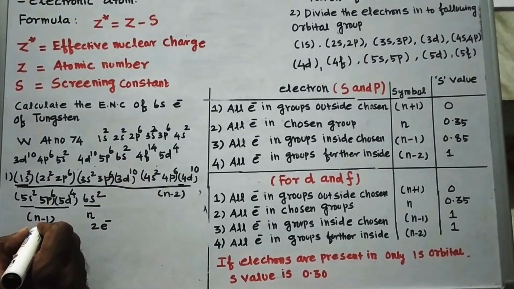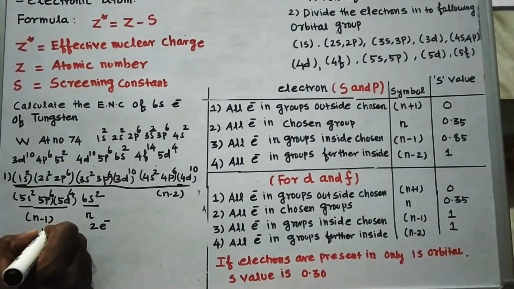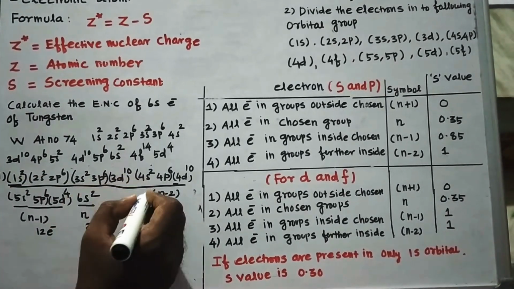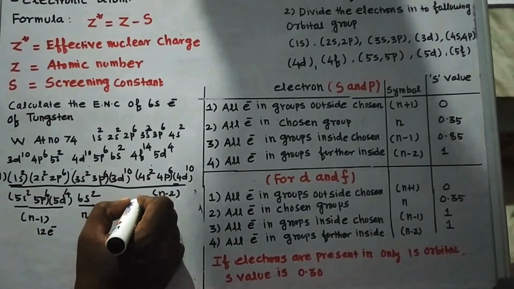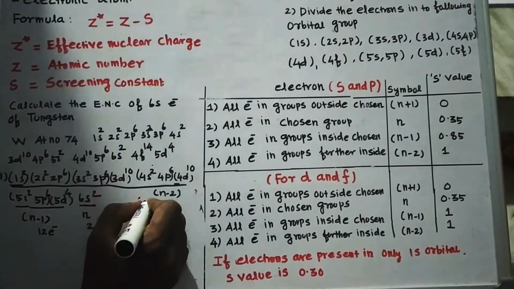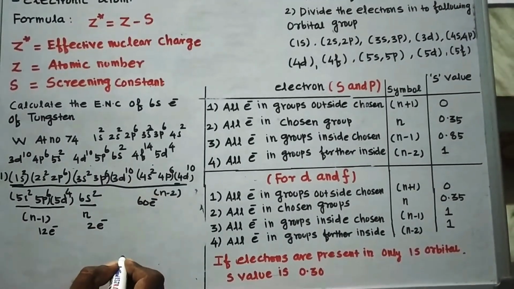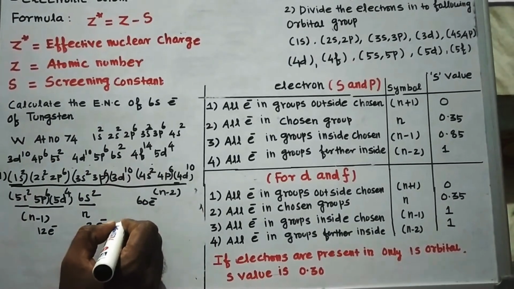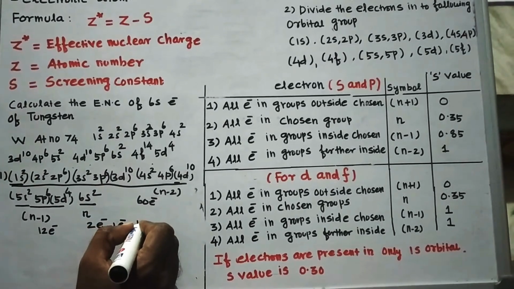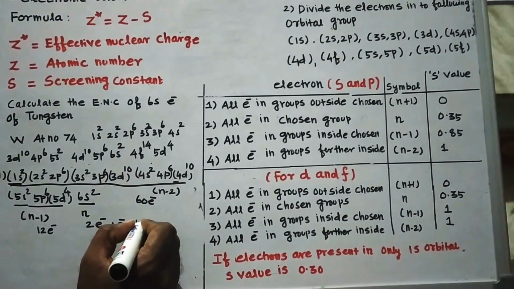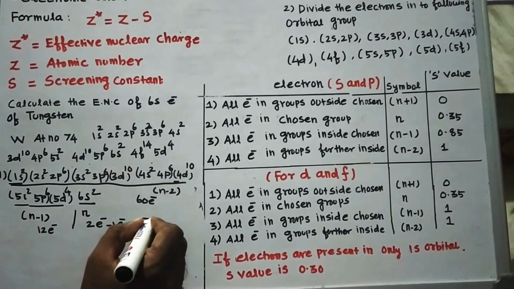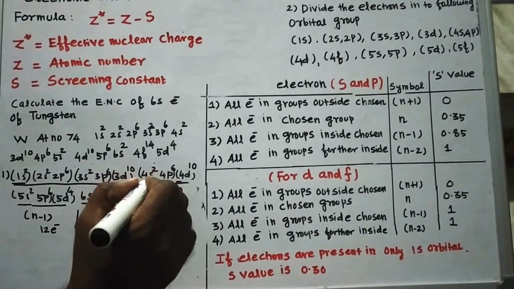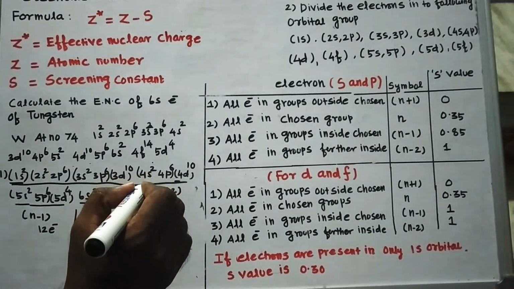In the nth shell, there are 2 electrons. In the n minus 1th shell, there are 12 electrons. In the n minus 2 shells, there are 60 electrons. In the nth shell, 1 electron is eliminated. Therefore, we are going to get only 1 electron, because that is the electron that experiences the net charge given by the nucleus.